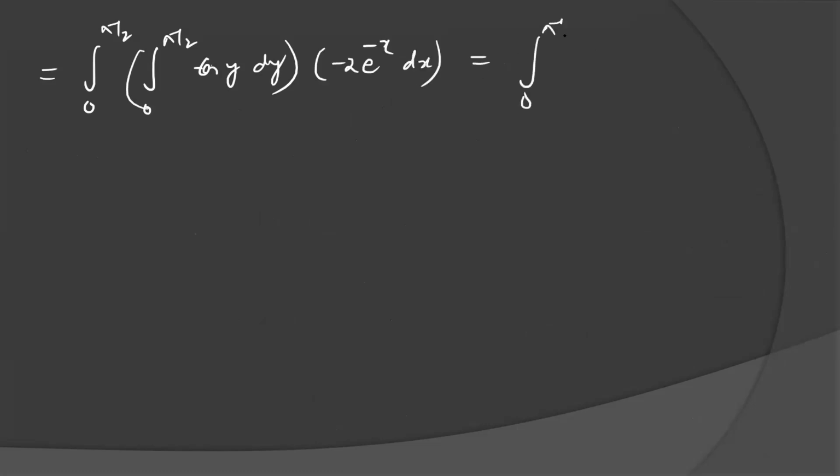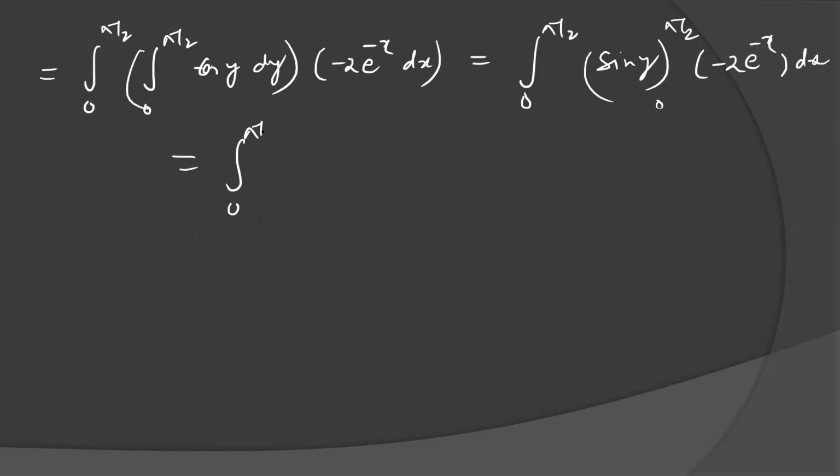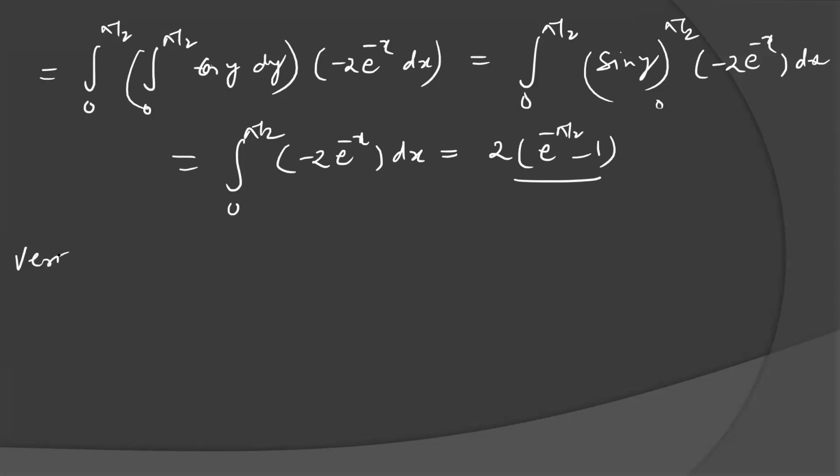So it is 0 to pi by 2, integration of cos y is sin y, 0 to pi by 2, minus 2 e to the power minus x dx. Now it will become 0 to pi by 2 minus 2 e to the power minus x dx, and it is equal to twice e to the power minus pi by 2 minus 1. So this is the correct answer. This is the final answer. Now let's see the verification.